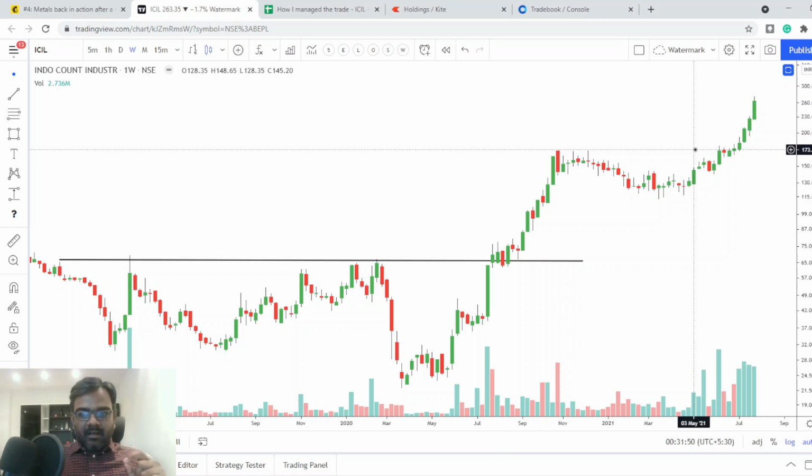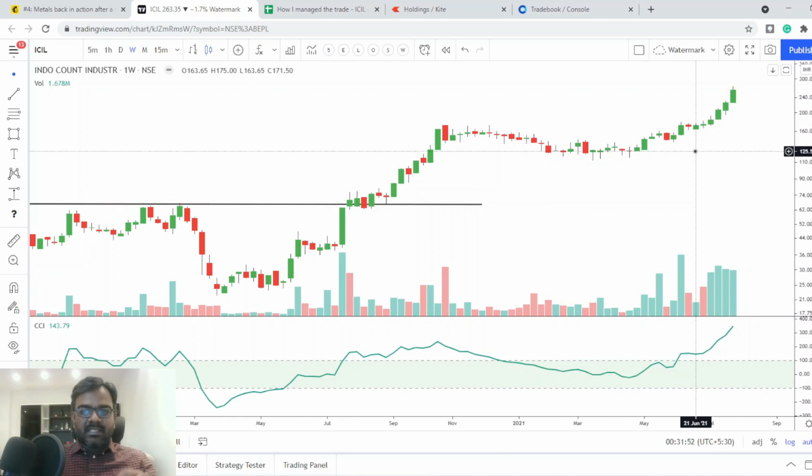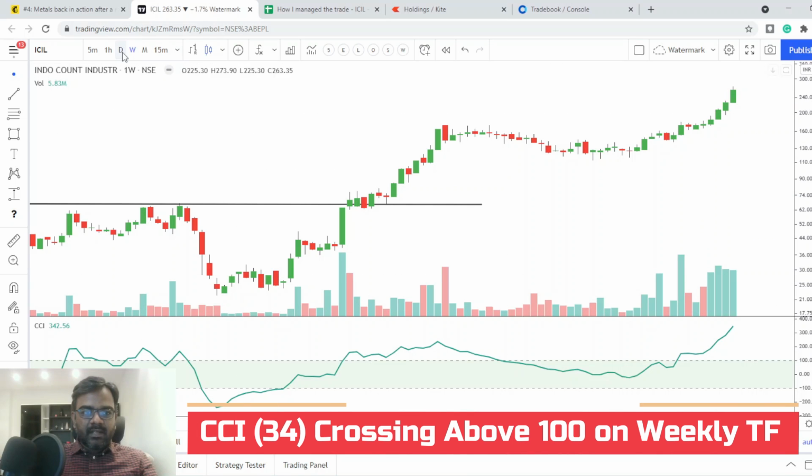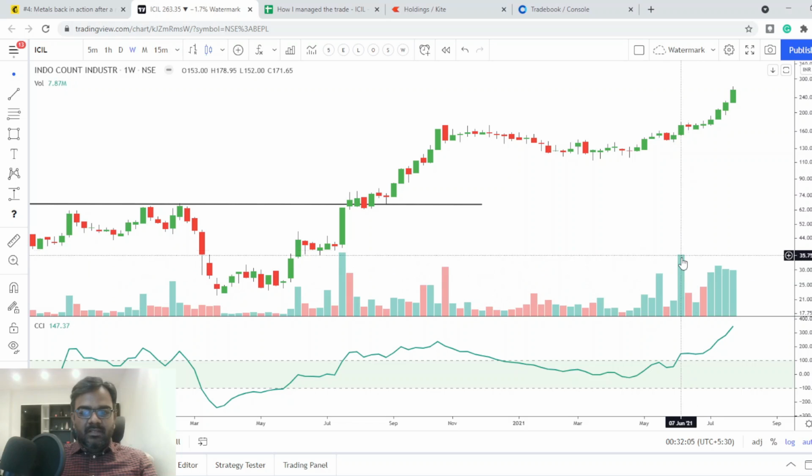Now, how did I find the stock? It was based on the CCI indicator. Now in this week, if you see, my condition in the scanner is CCI should cross 100 on the weekly time frame. So we are on the weekly time frame chart. CCI has crossed 100 and we had massive volumes that week.